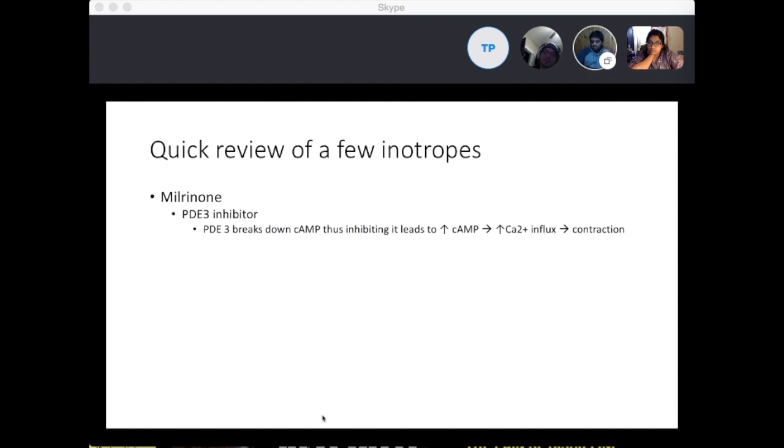So what happens in the smooth muscle if you increase cAMP? Contraction? So it's going to vasodilate, because by increasing cAMP in the smooth muscle, you're going to inhibit the myosin light chain kinase and thus cause vasodilation. So this drug is good for short-term use in acute heart failure, but definitely not chronic.